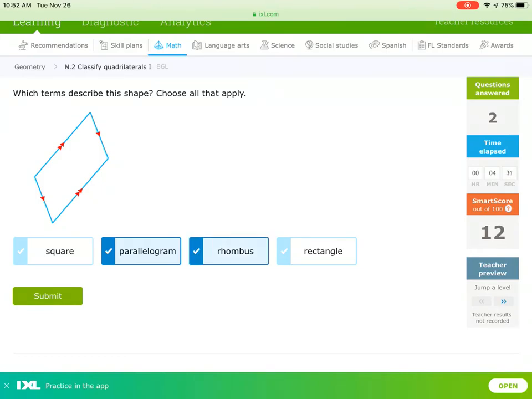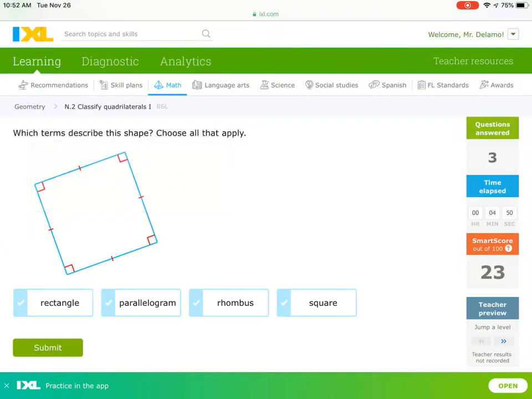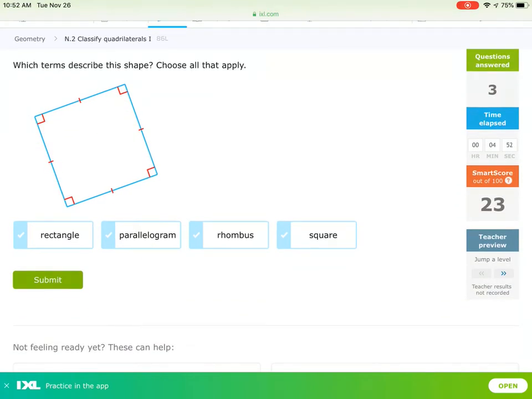Can we tell if it's a rhombus or not? The answer is no, because a rhombus requires all four sides to be congruent. And is it a rectangle? We can't tell that either from this, because we don't know that those are 90-degree angles in the interior. So this is just a parallelogram.